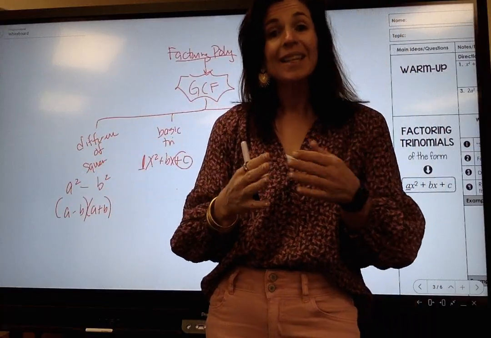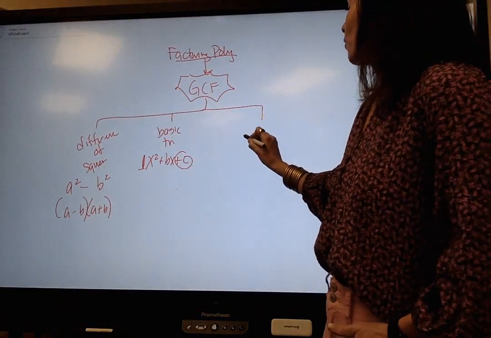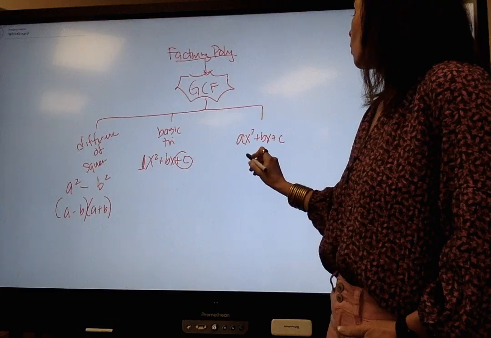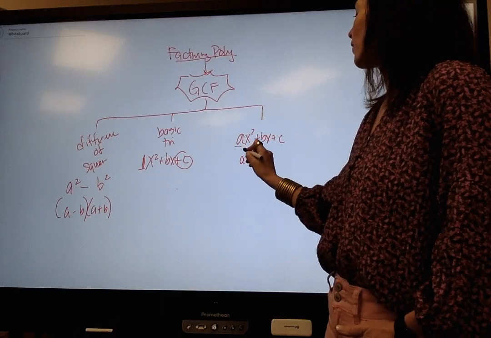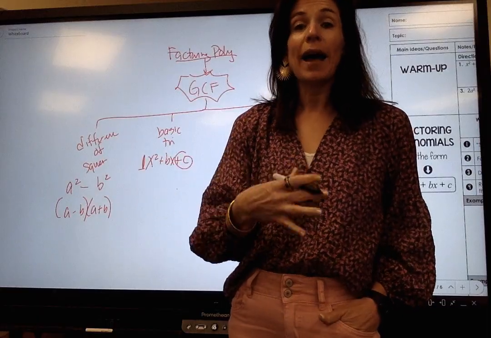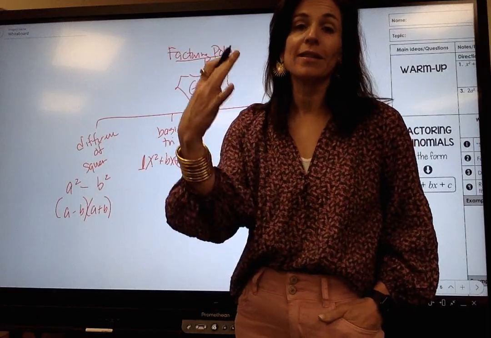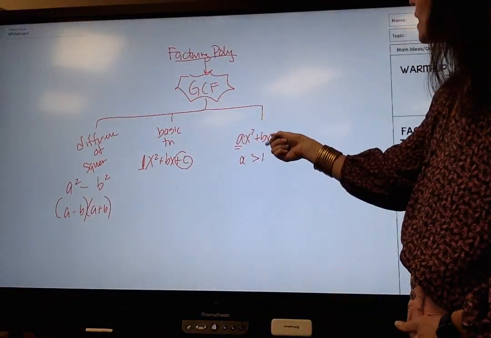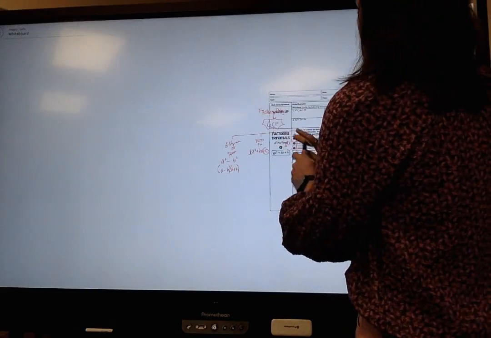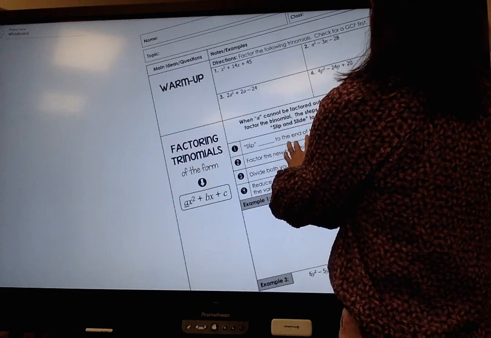And if it's not a basic trinomial, it may look like this, where a is greater than 1. So now we have a new method of how to factor these trinomials. And that's what we're going to be learning today, is factoring where a is greater than 1. Okay, so let's look at our notes.